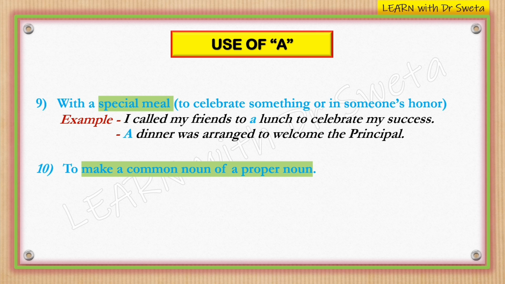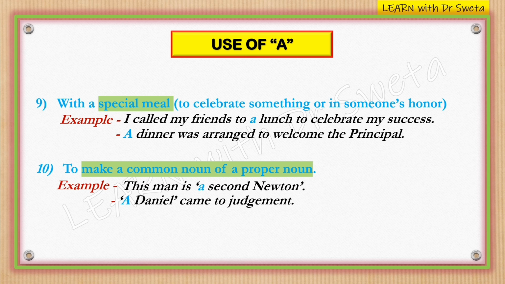Next is, a is used to make a common noun of a proper noun. So, a can be used to transform a proper noun, that is a name, into a common noun, indicating that the person has qualities of the well-known figure. For example, this man is a second Newton, meaning he is as brilliant as Newton. A Daniel came to judgment. Here, a Daniel refers to someone with wisdom like Daniel in the Bible.